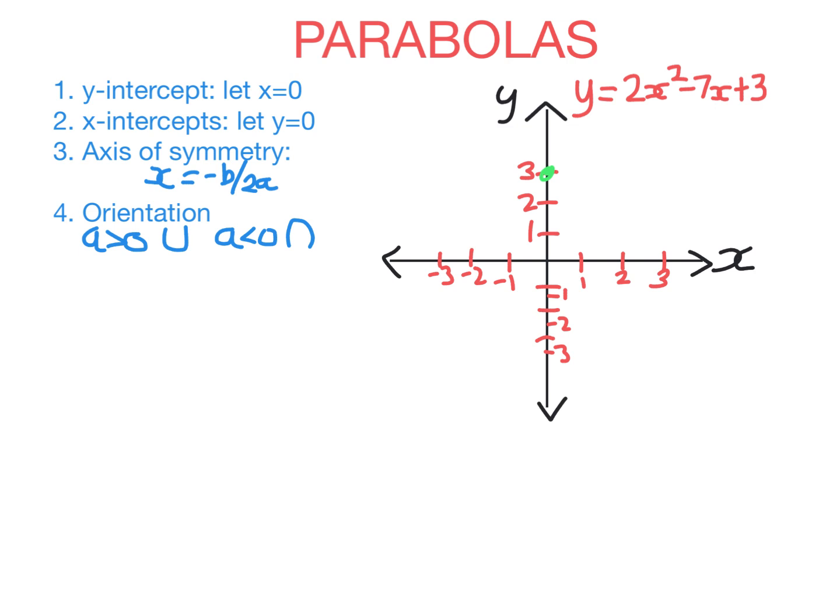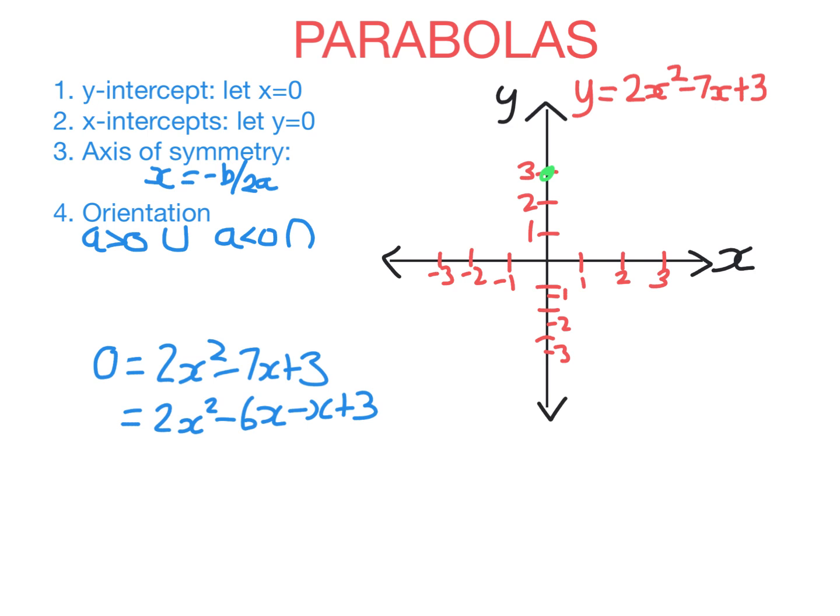To find the x-intercepts, you let y equal 0. So what I'm going to do is take my equation here, and I am going to replace y with 0. So this will require us to either factorize or use the quadratic formula. Either way is fine. So to factorize, because this is a non-monic quadratic, AC is 6. The two numbers that multiply to 6 and add to -7 are -6 and -1.